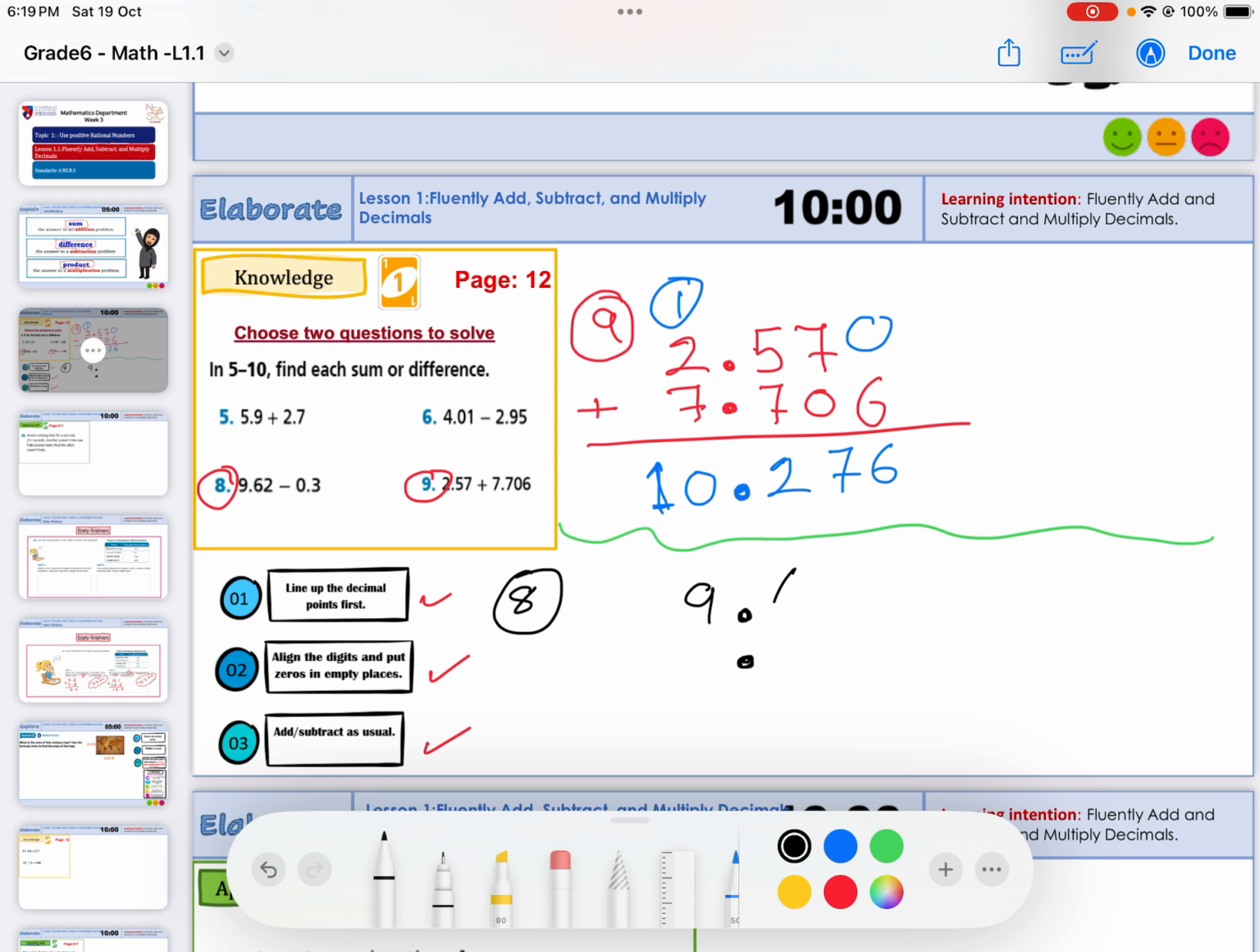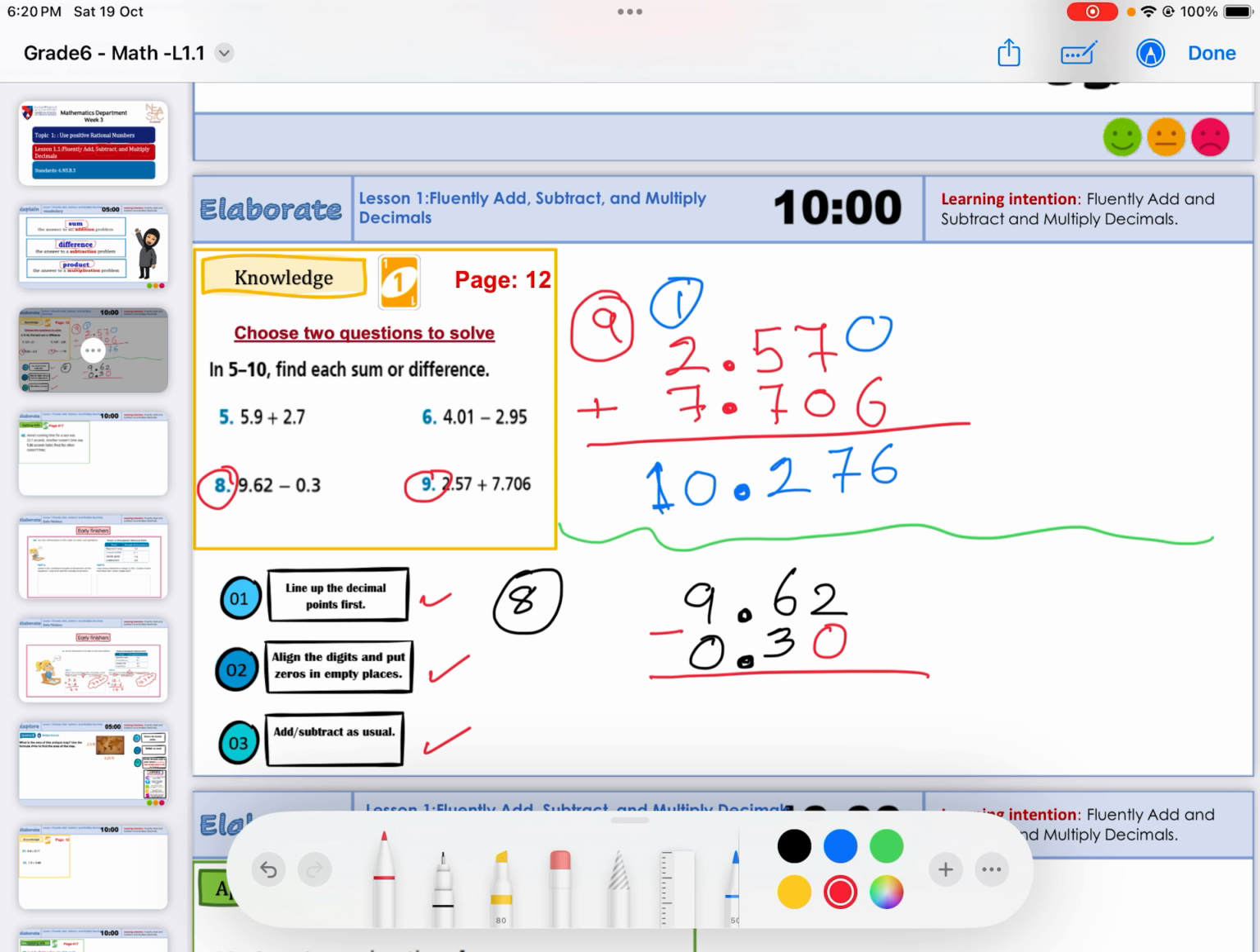And under it, I have 0 in the ones. I'm going to place it under 9. And then I have 3 in the 10th place. Now I have one more empty place. I'm going to place a placeholder in it. So I'm going to put a 0. I put zeros in the empty places. And I'm going to start subtracting.